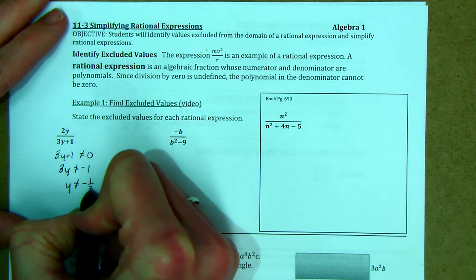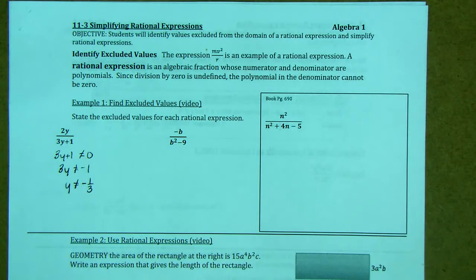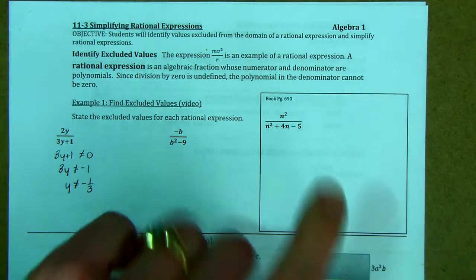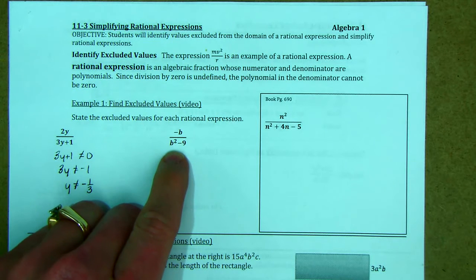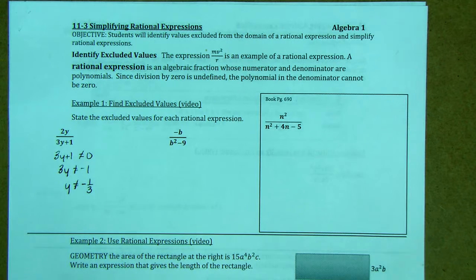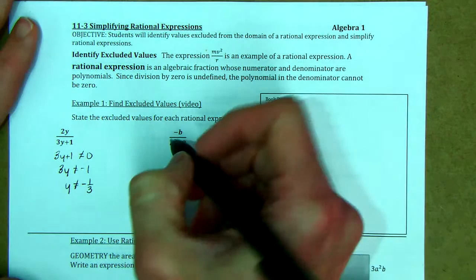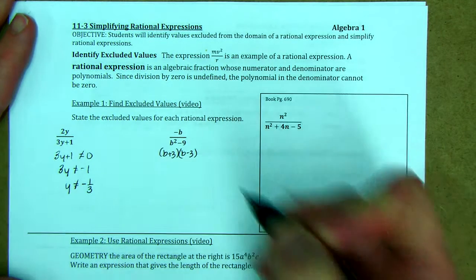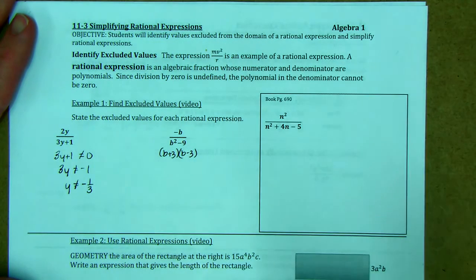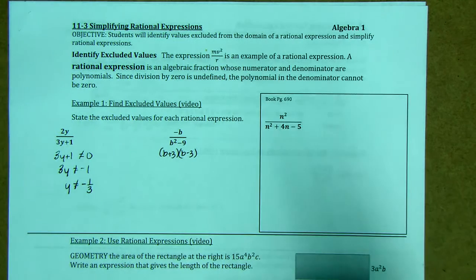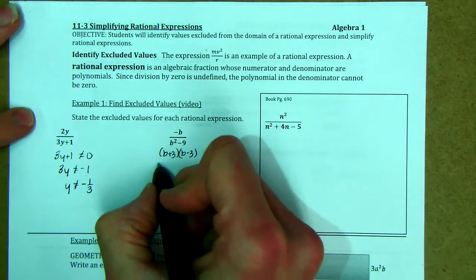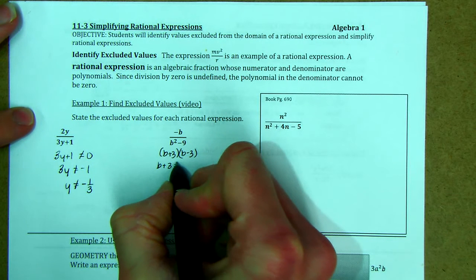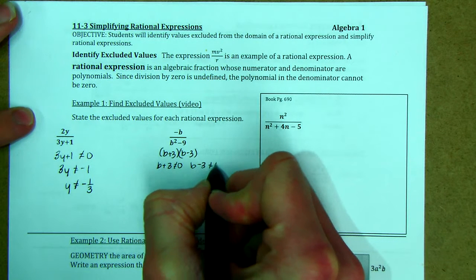In the second one, you'll see that it's a binomial, but specifically it's the difference of squares. So if you think about solving that and factoring that, I would factor it to +3 and -3, so b plus 3, b minus 3. And then remember, if the denominator is 0, that means one or both of the two are 0. So set each one equal to 0. So b plus 3 cannot equal 0, and b minus 3 cannot equal 0. So b cannot be positive or negative 3. Okay, those are excluded values.